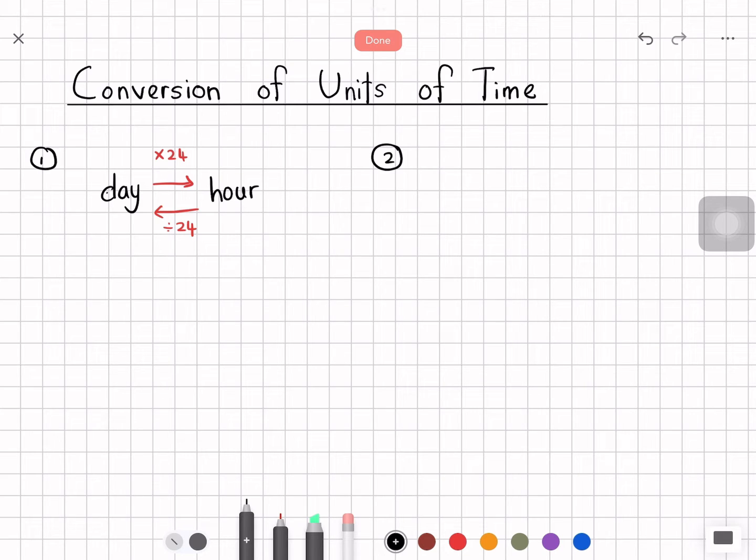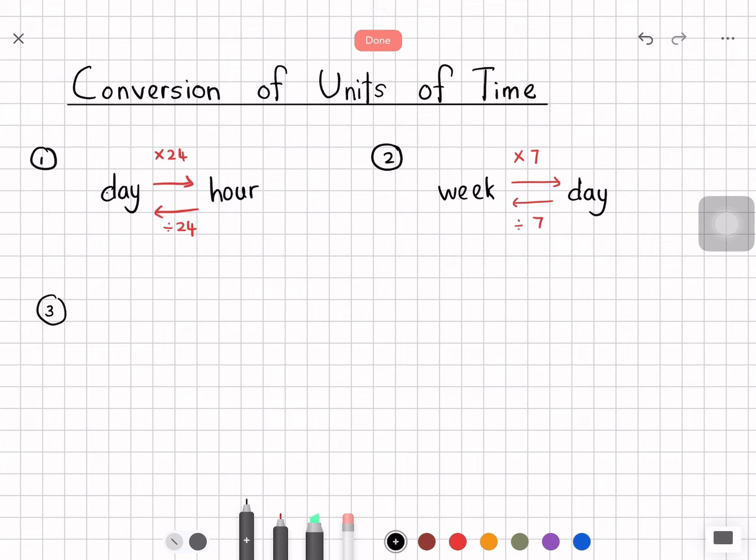And the second one is week and day. In 1 week, we have 7 days. So in that note, if we want to convert week to day, we have to times 7, and day to week, we have to divide 7.